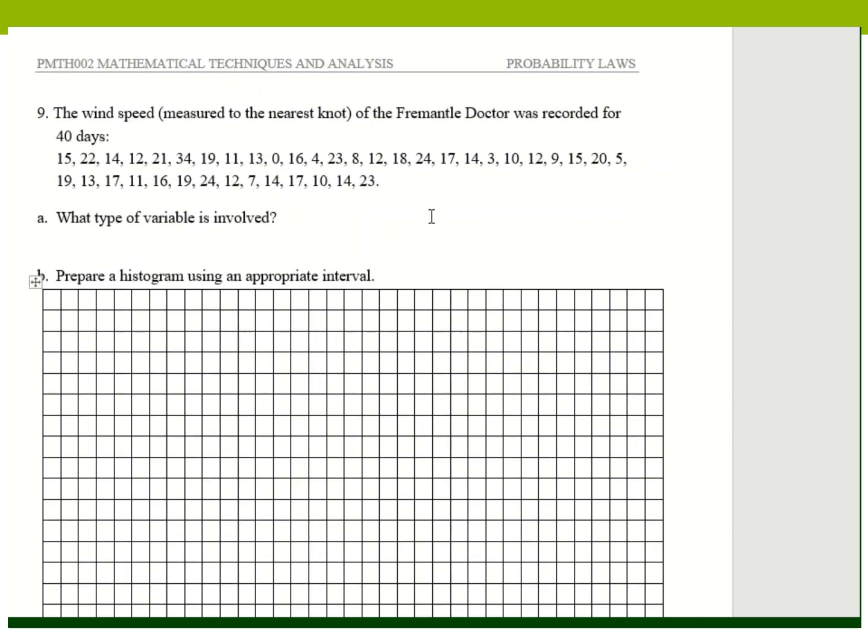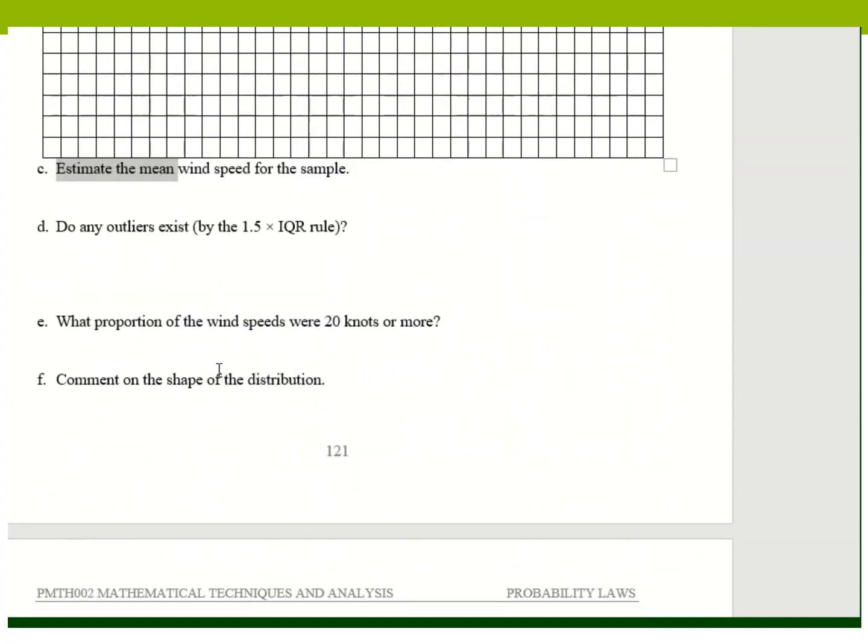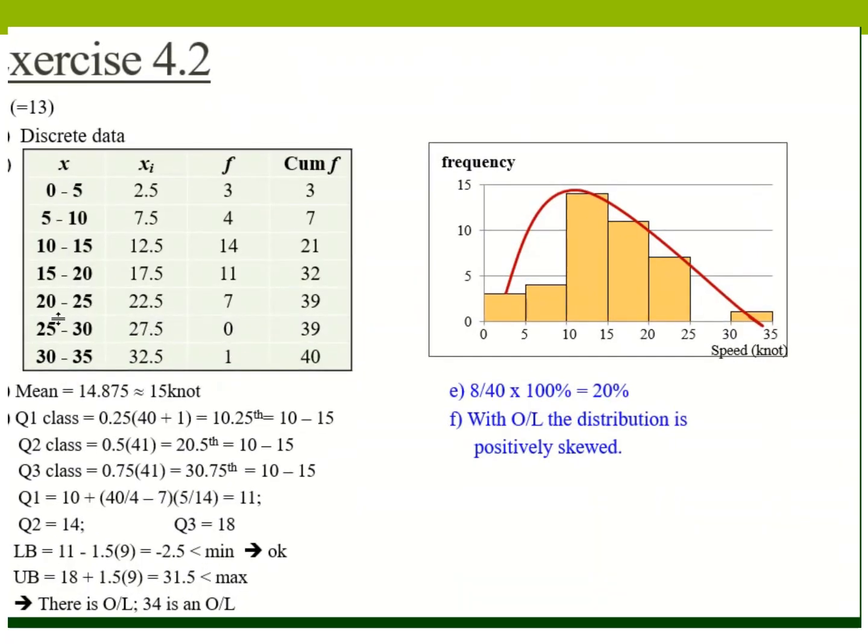How do you know 34 is an outlier? Because you have the ungrouped data here. So you just see which is an outlier, okay? See, from 30 to 35 the frequency is only one, which is only one data, which was 34. What proportion of the wind speeds were 20 knots or more? 20 knots or more means this part. That means 8 out of 40 times 100%, which is 20%.